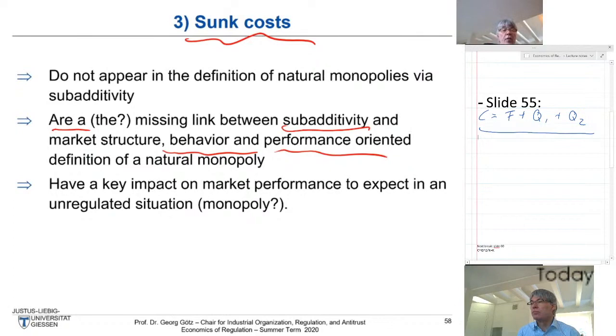So if sunk costs really lead to an entrenched monopoly, we can expect that it has an effect on market performance, and of course we might then get an unregulated monopoly. So I will get back to the importance of sunk costs many times later. Okay?